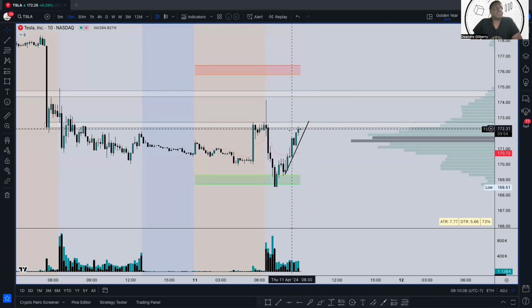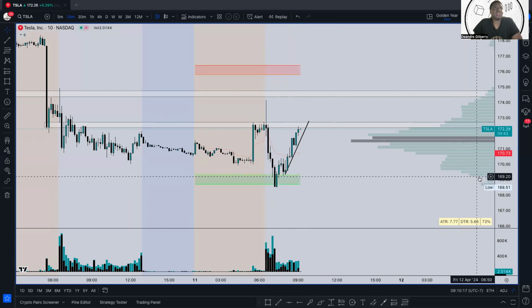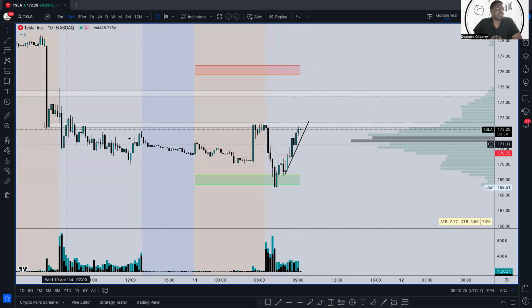But I like to go long at an area of support or demand where there's some buyers, and there weren't that many. If you look at these volume nodes over here, it wasn't too many. It wasn't a lot like this, where there's a lot of liquidity or an exchange of buyers and sellers, even from the previous day. See, just a lot of exchange.